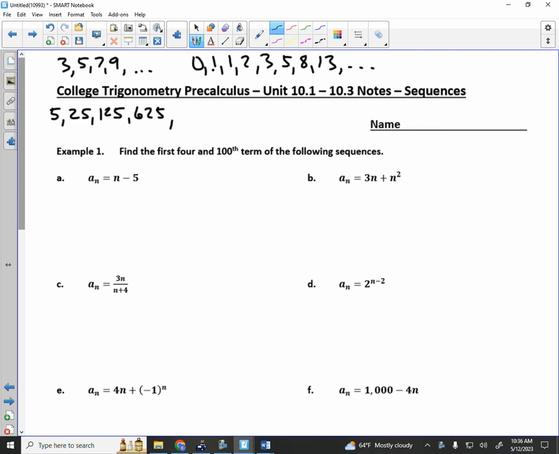Yeah, 0 plus 1 is 1. 1 plus 1 is 2. 1 plus 2 is 3. 2 plus 3 is 5. 3 plus 5 is 8. 5 plus 8 is 13. This is the Fibonacci sequence.